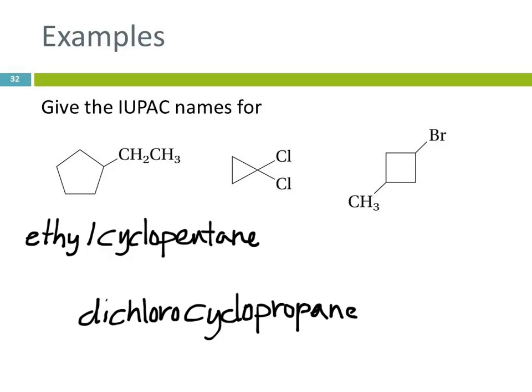Does this need a number? It does, actually, because it would be different if this chlorine was on a different carbon. That would be a different molecule. We need to specify that both of these chlorines are in the same carbon atom. So it's going to be 1,1-dichlorocyclopropane. And that's this guy.